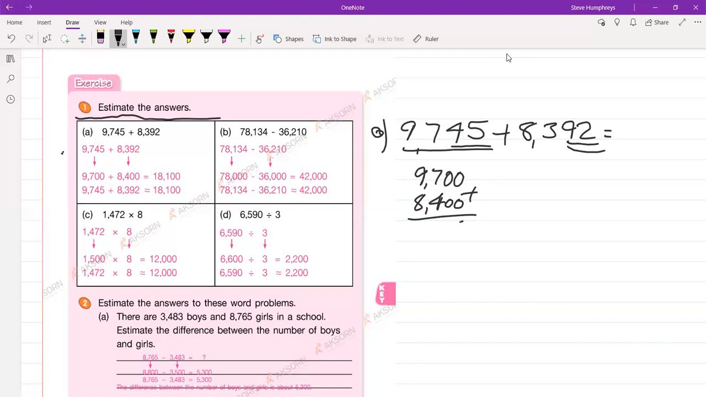Now we can add these together. 0, 0, that's 11, carry 1, regroup, 10, 18. Estimated answer, 18,100. That's my estimated answer. It's not the actual answer, it's an estimated answer. The actual answer is, let's do it.